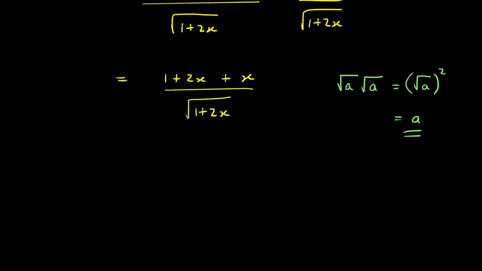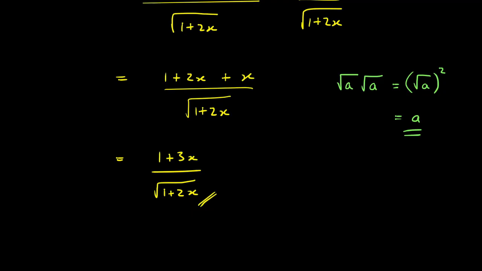So now if I simplify the top, I've got 1 plus 3x over the square root of 1 plus 2x, and that should be our final answer. Now, I'm not sure what the mark scheme says. It may be that you didn't have to simplify it. It didn't ask to simplify it, but I think it's good practice. Actually, the mark scheme says you don't have to simplify it, but I think it is good practice, so I've done that for you as well.